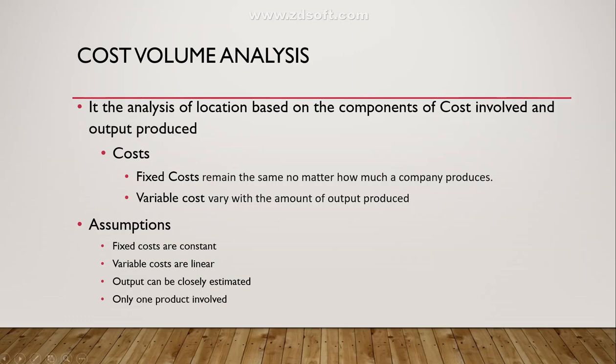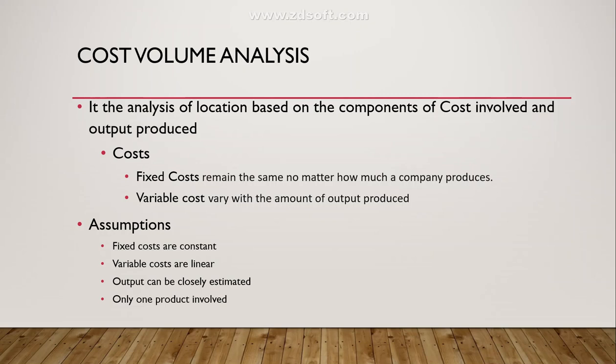So this is simple. Cost volume analysis is an analysis with respect to production plant location based on two major components: the costs involved in production, and the output being produced in your manufacturing unit. Output could be considered as demand also. We have two different types of cost: fixed cost as well as variable cost. Fixed cost remains constant whatever the volume being produced. Variable cost varies with the amount being produced.